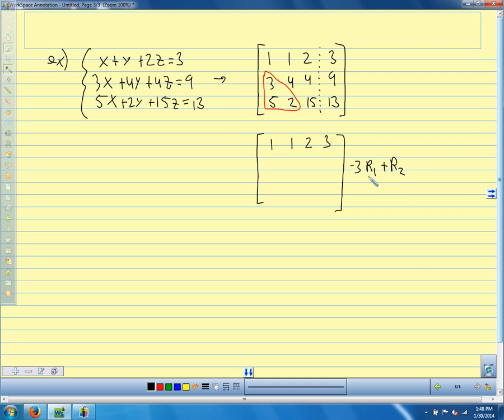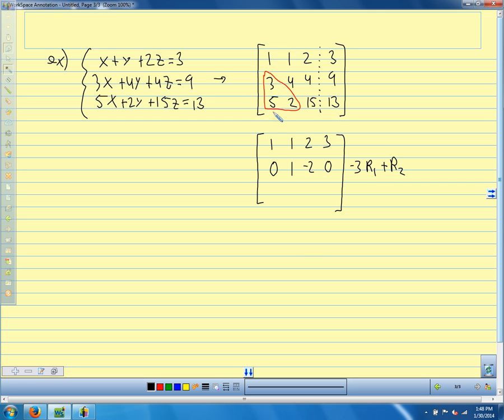That tells me what I'm doing to get this answer. So -3 times 1 is -3 plus 3, I get 0. -3 times this one, -3, plus 4 is 1. Negative 3 times 2 is negative 6, plus 4 is negative 2. Negative 3 times 3 is negative 9, plus 9 is 0.